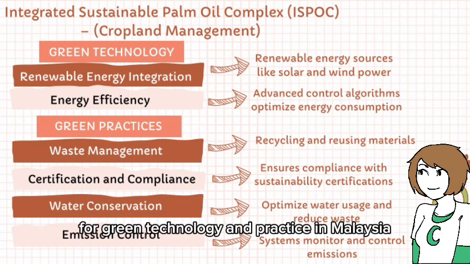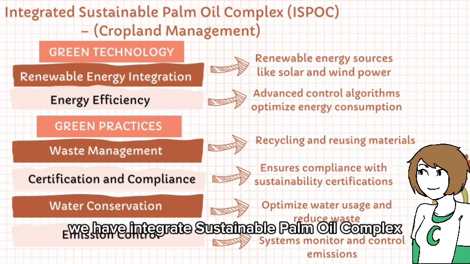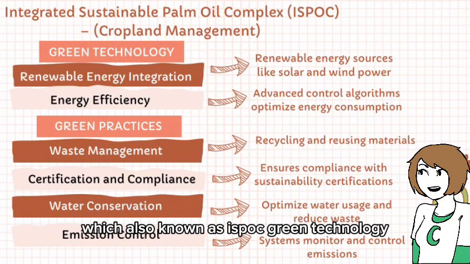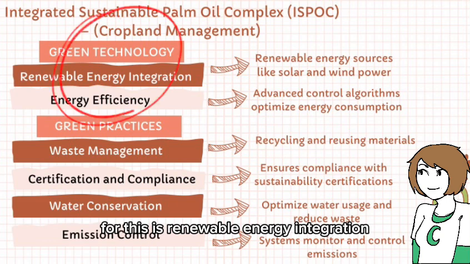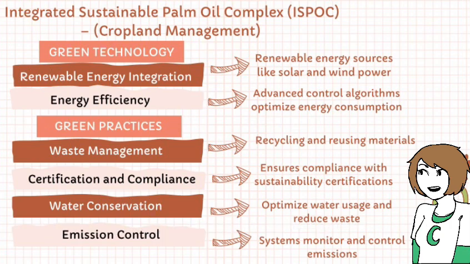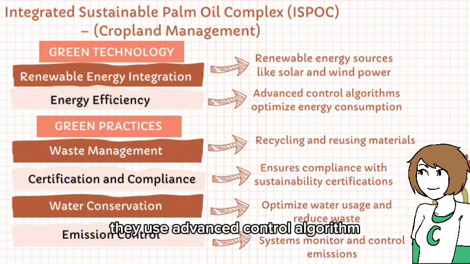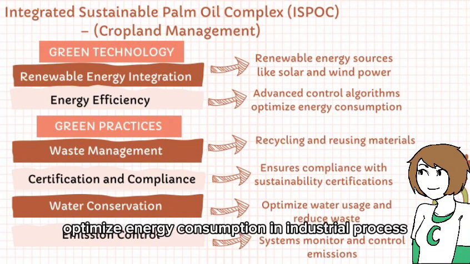For green technology and practice in Malaysia, for cropland management, we have the Integrated Sustainable Palm Oil Complex, also known as ISPOC. Green technology for this is renewable energy integration, where they often incorporate renewable energy sources like solar and wind power. For energy efficiency, they use advanced control algorithms to optimize energy consumption in industrial processes.